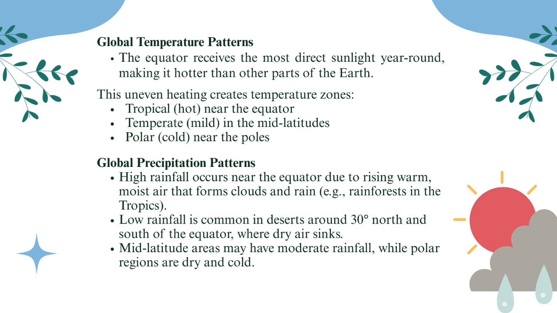Now, for the global precipitation patterns, high rainfall occurs near the equator due to rising warm, moist air that forms clouds and rain. Low rainfall is common in deserts around 30 degrees north latitude, where air sinks and dries out. For the mid-latitudes, these are areas that may have moderate rainfall, while polar regions are dry and cold.